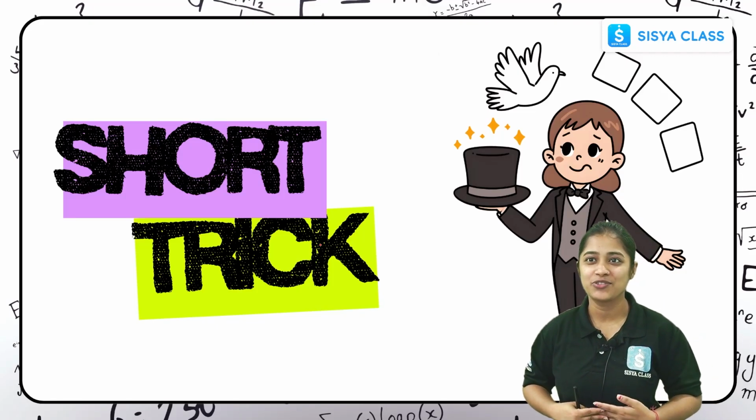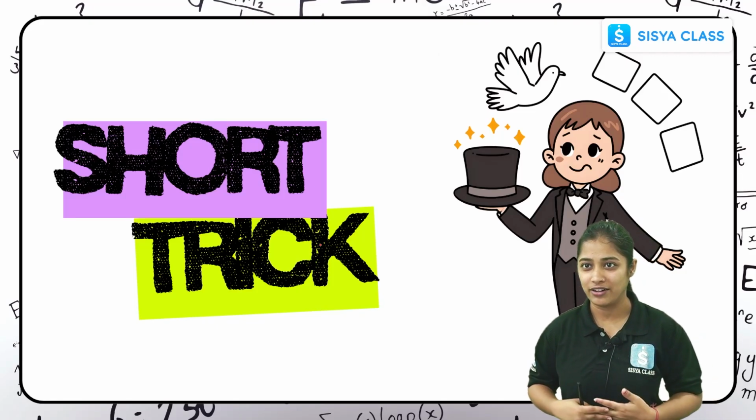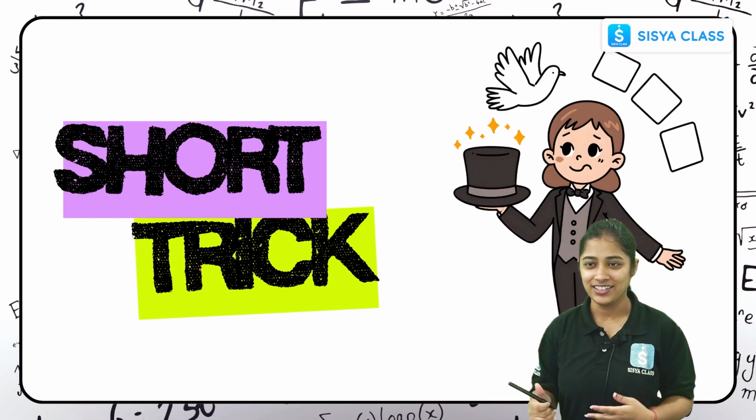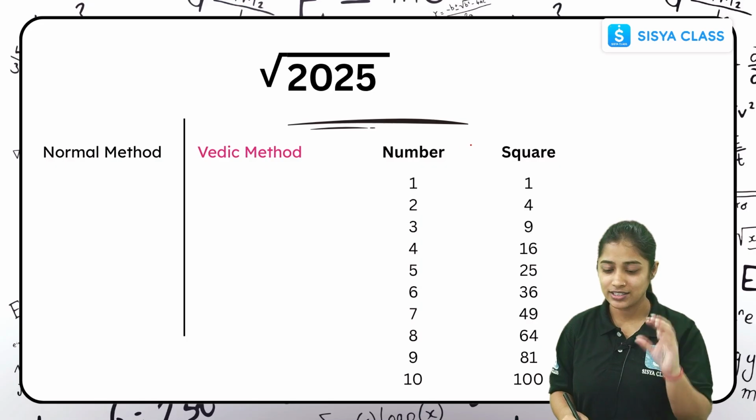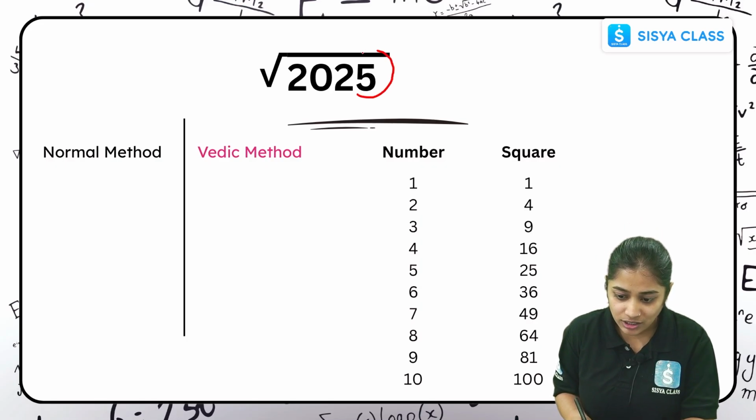So in today's class, we are going to learn two amazing Vedic maths tricks. So let's start with the first trick. Here we have the number 2025, right? Your first task is to check which is the unit digit here.